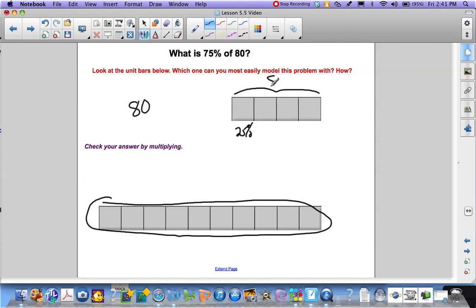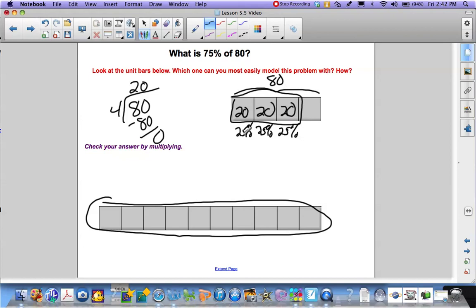So if all 4 boxes are equal to 80, 80 divided by 4 is 20. So I know each box is equal to 20. So 25% of 80 would be 20. 50% of 80 would be 40. Half of 80 is 40. 75% of 80 is 60. So we have 25%, 25%, 25%. Altogether, that's 75%. Or 3/4 of 80 is 60.